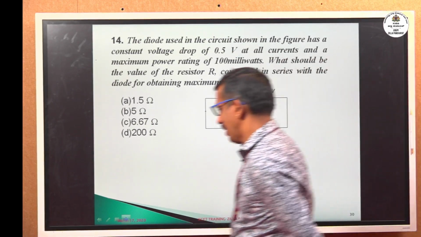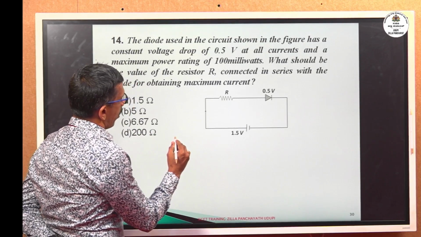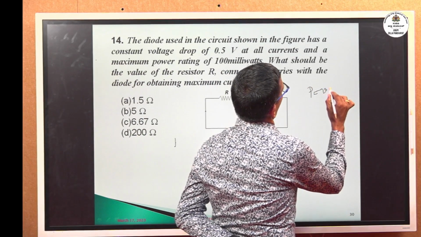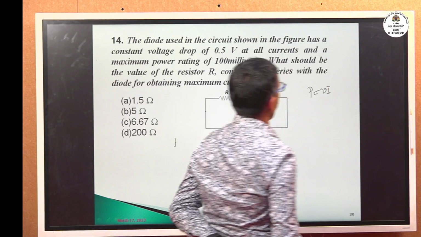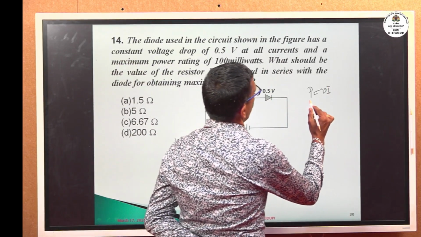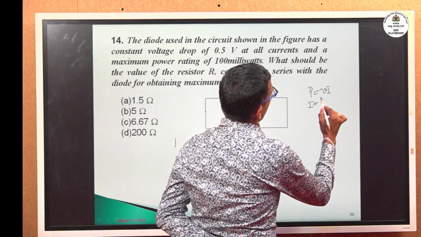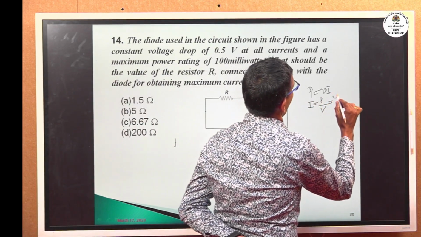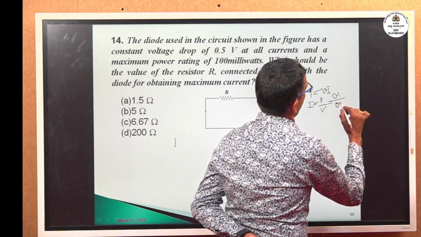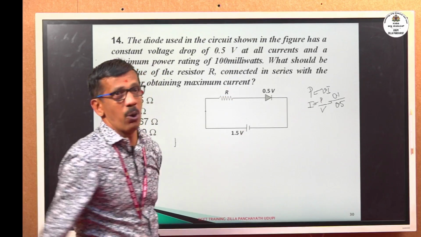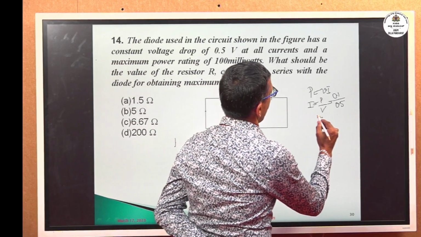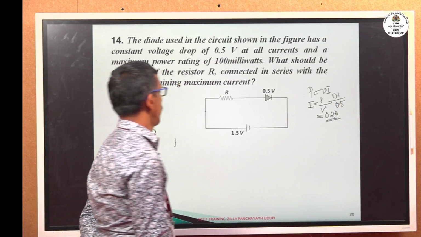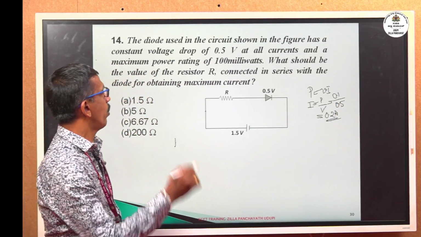So first we calculate the current across the diode. We know P is equal to V into I, which we learned in the current electricity chapter. So I is equal to P by V. Power 100 milliwatt is 0.1 watt, divided by 0.5, the voltage drop across the diode. So I works out to be 0.2 ampere.